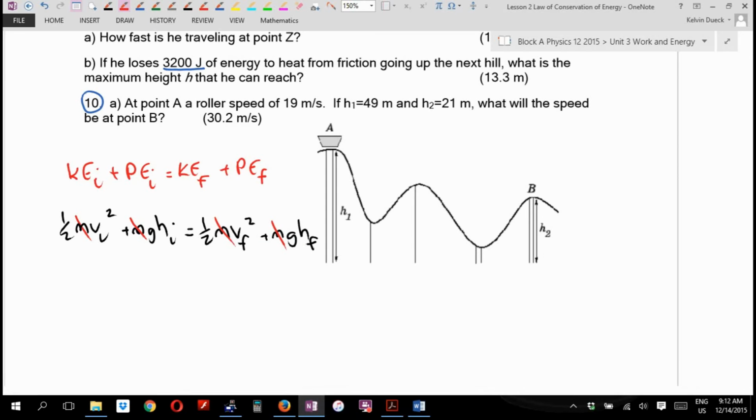Have you been on a roller coaster before, Tyler? Yeah? Did they make you step on a scale before you went? Did you ever wonder why? You should have. Just saying.